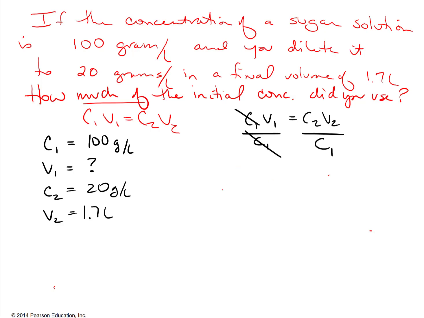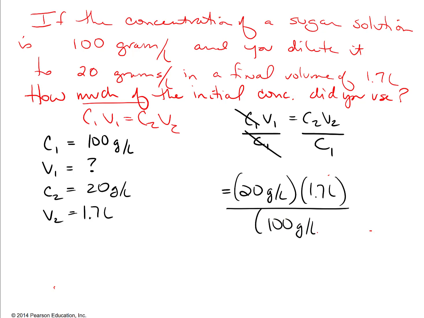So now plug it in. C2, 20 grams per liter, times V2, 1.7 liters, divided by C1, which is 100 grams per liter. The grams per liter both cancel, and it's going to leave you with your volume in liters.